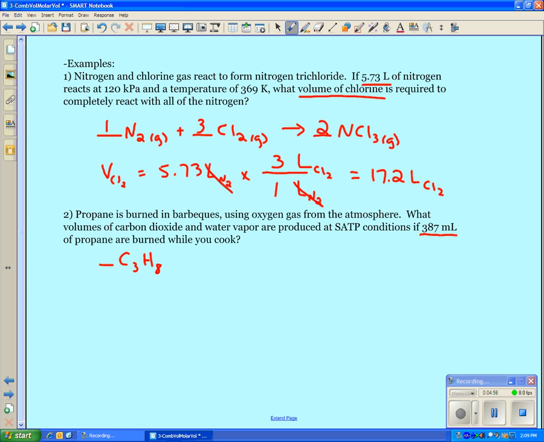C3H8, burns in oxygen. So O2 is our second reactant, produces carbon dioxide and water.